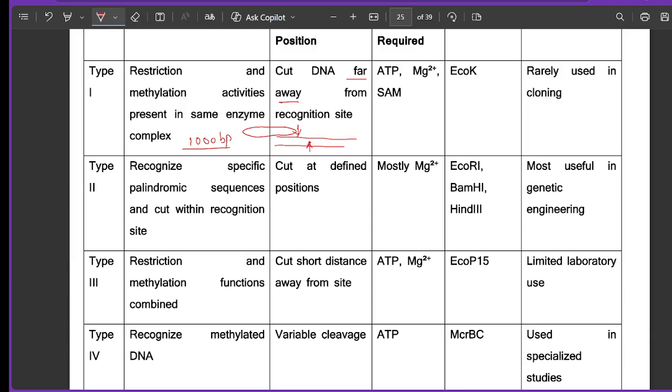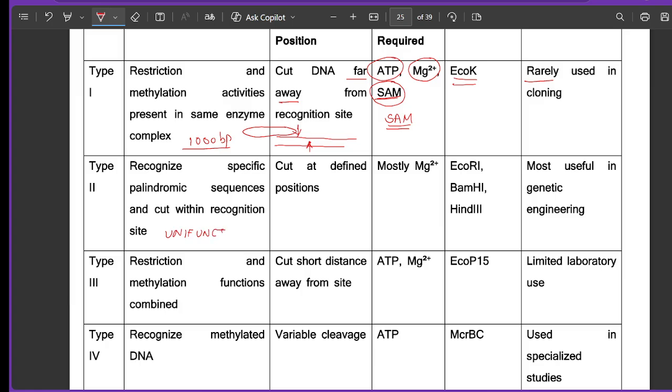Third thing, it requires ATP for its functioning, it requires magnesium ions, and it requires S-adenosyl methionine, SAM. So this is also one of the things which the type 1 restriction enzyme requires. You can also just confirm the full form of this SAM, but it's roughly the same. Nevertheless, the three of the things are required by type 1 restriction enzyme to function. One of the examples of type 1 restriction enzyme is EcoK, but it is not much used, but you can still learn the example. The second type of restriction enzyme is the one which is unifunctional in nature.